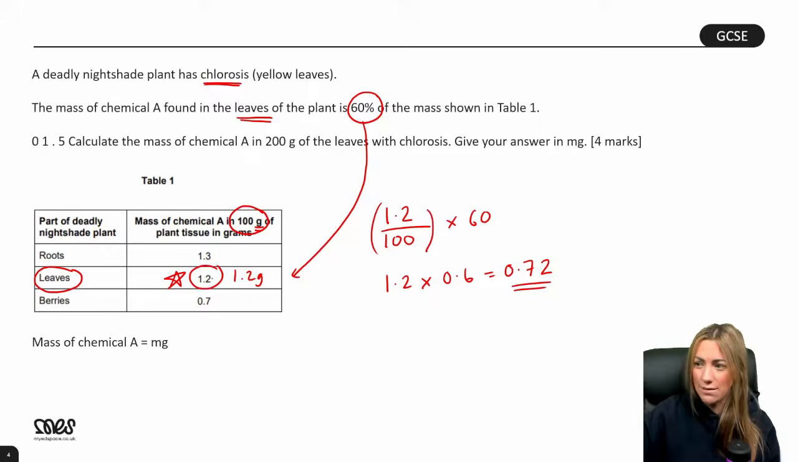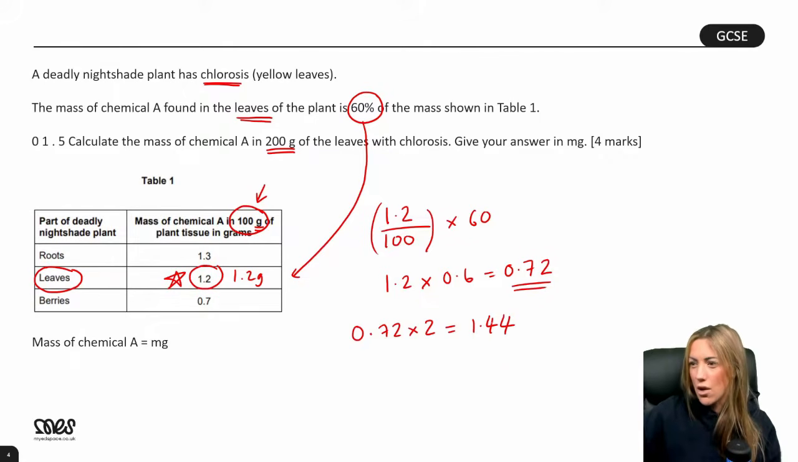Now, the next thing we have to do, the table told us the mass of chemical A in 100 grams of plant tissue. We want to calculate the mass of chemical A in 200 grams of plant tissue. So the next step, and the second marking point, is to times this by 2. We're going to double it because we want to know the mass in 200 grams, not just 100 grams. So we're going to have to double that value, and we're going to get 1.44.